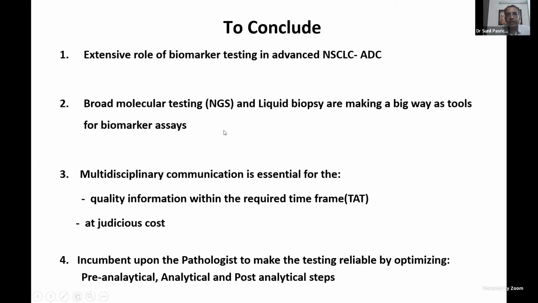The broad molecular testing and liquid biopsy are making a big way as tools for biomarker assays. Multidisciplinary communication is essential for quality information within the required time frame, at a judicious cost. And it's incumbent upon pathologists to make the testing reliable by optimizing pre-analytical, analytical, and post-analytical steps.